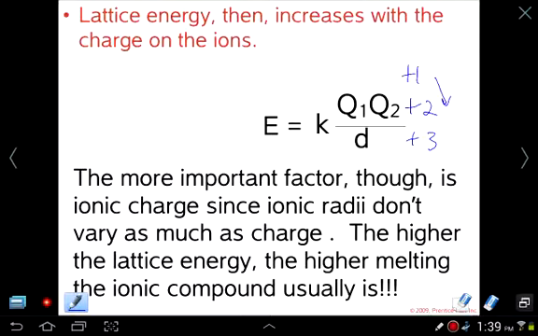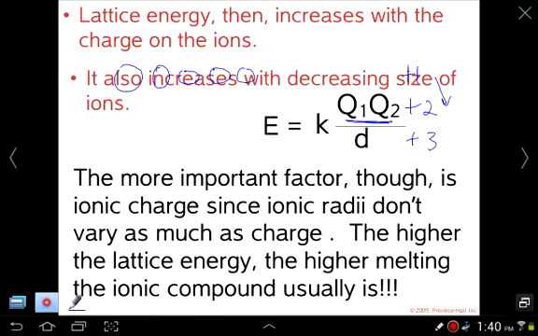If you take a look at ions across the periodic table, recall that distances decrease, but not as much as charge. So the charge factor is actually much more important, and you'll see this in just a second. But in general, the higher the lattice energy, the higher the melting point of the ionic compound is, because the stronger the attractions, the harder it is to break them apart or melt a substance.